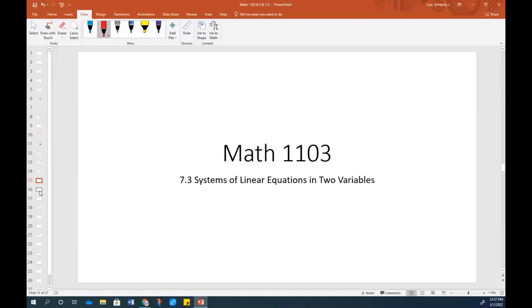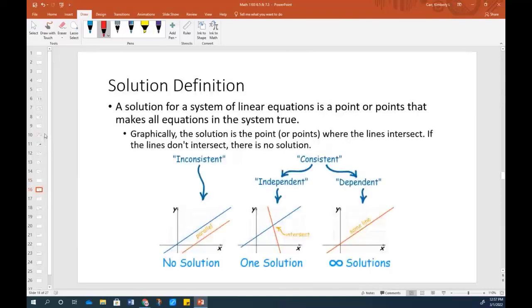Systems of linear equations in two variables. When you have linear equations, those are equations of lines. A solution for a system is a point or points that make all the equations in the system true. So graphically, that would be the intersection, but if you have a couple of lines, maybe they don't intersect, maybe they do. It's possible they could look like two subtly different equations, but then when you graphed them, they actually ended up being the same line.